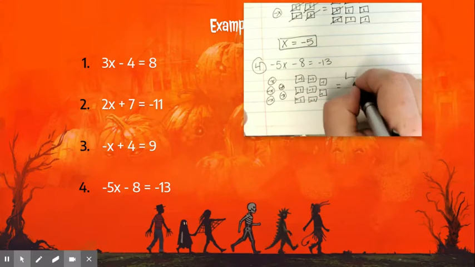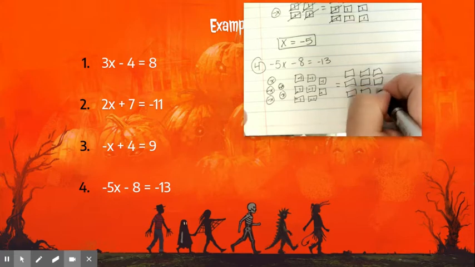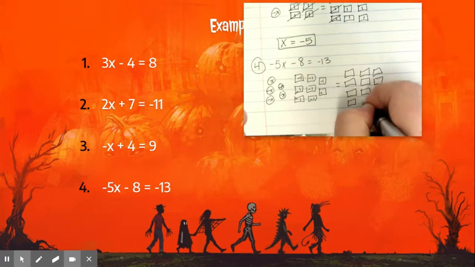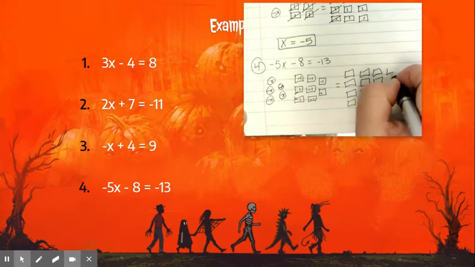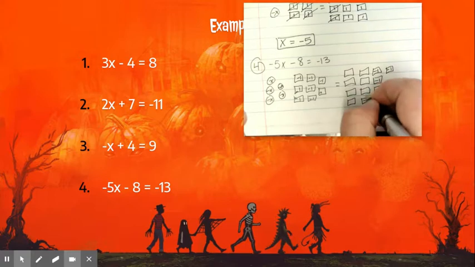And then 13. 1, 2, 3, 4, 5, 6, 7, 8, 9, 10, 11, 12, 13. And these are all negative as well. So everything's negative in this one. Look at that.